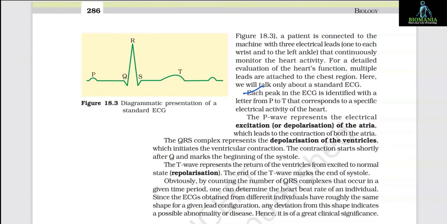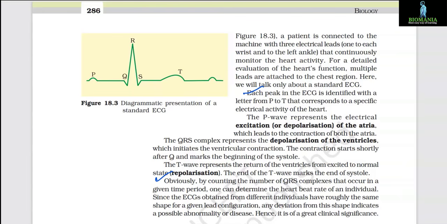Each peak in the ECG is identified with a letter from P to T that corresponds to a specific electrical activity of the heart. The P wave represents the electrical excitation or depolarization of the atria, which leads to the contraction of both atria. The QRS complex represents the depolarization of the ventricle, which initiates the ventricular contraction. The contraction starts shortly after Q and marks the beginning of systole. The T wave represents the return of ventricles from excited to normal state, that is repolarization. The end of the T wave marks the end of systole.